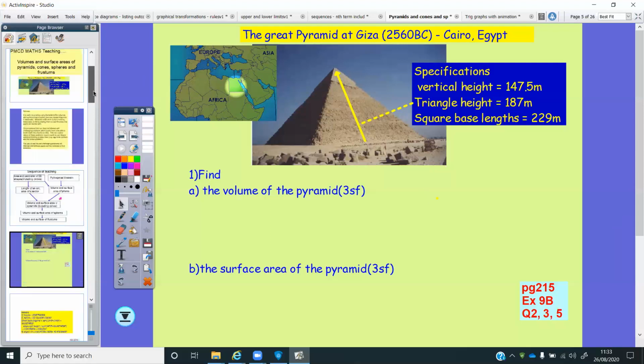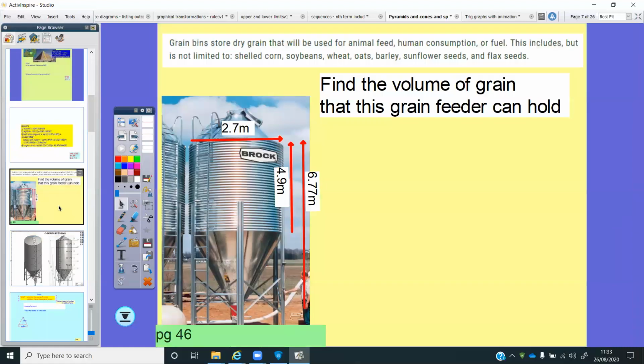So, volume and surface area of the pyramid at Giza. And I've found this American grain feeder here, the volume of grain that this grain feeder can hold. So we'd have done the formulas by this time. They'd need to know the cone and the cylinder, obviously, by this stage. And we'll talk a little bit more about the formulas in a little while. But let's assume at this stage you've already given those formulas and they're using those. In this case, I think I've chopped off the top, so I'm not including that top part. I'm only talking about from 6.77 meters of a grain hopper.